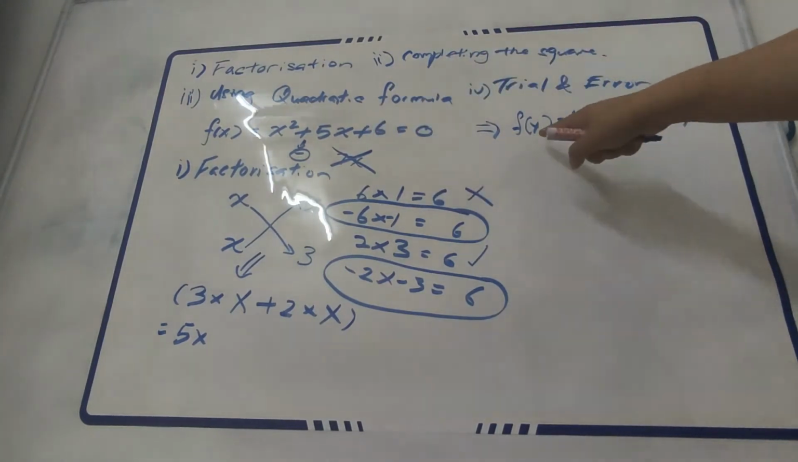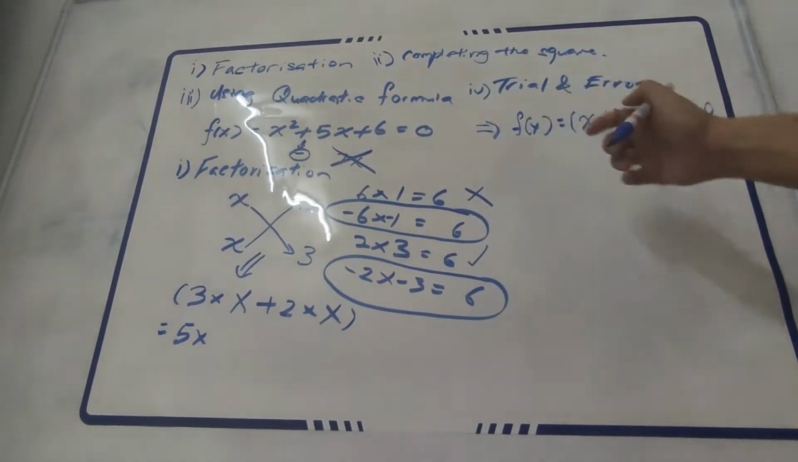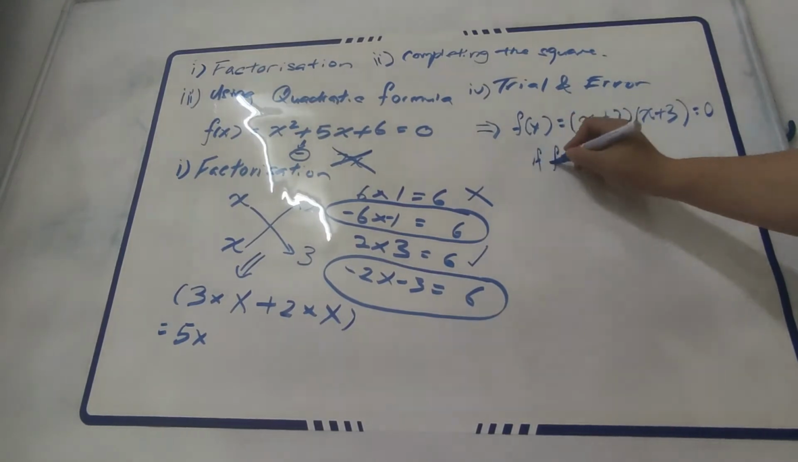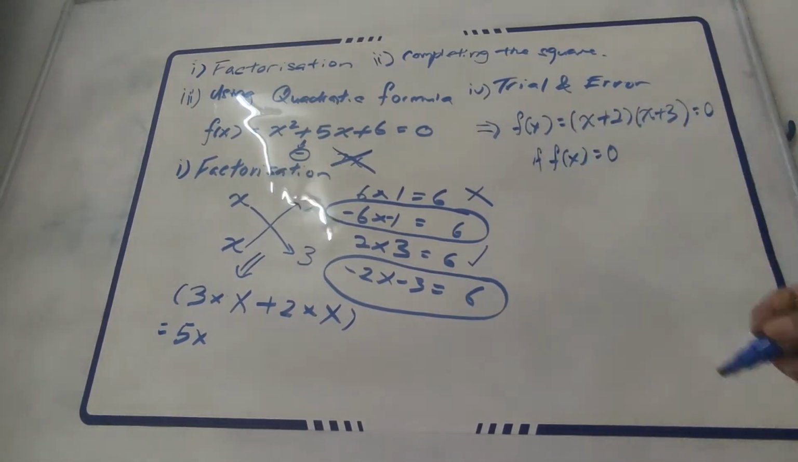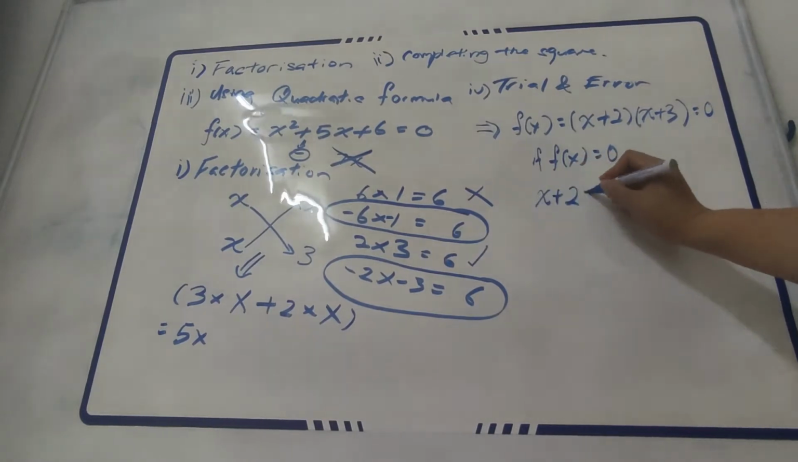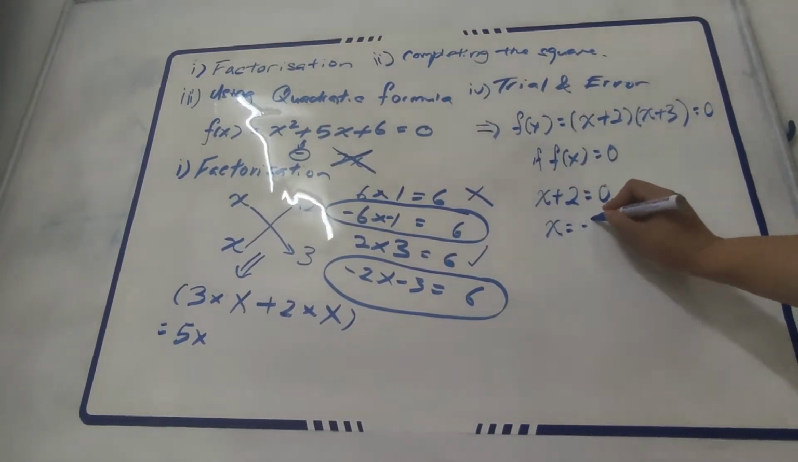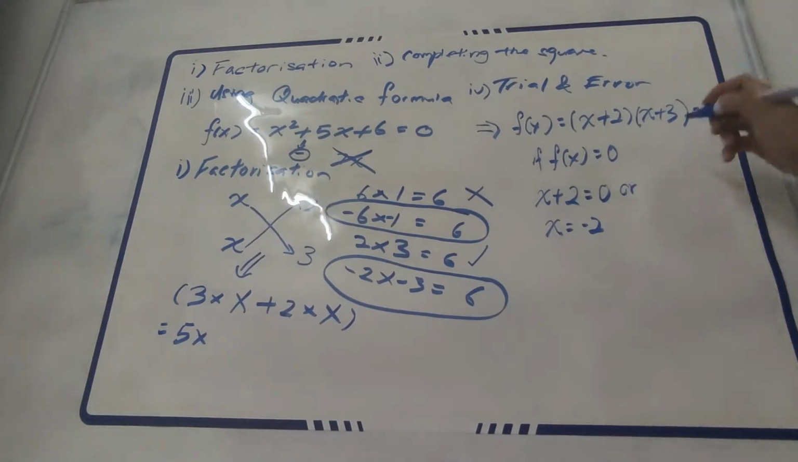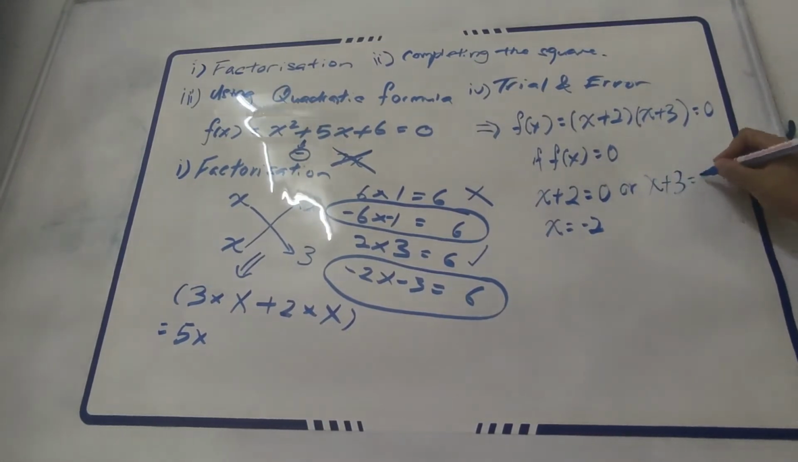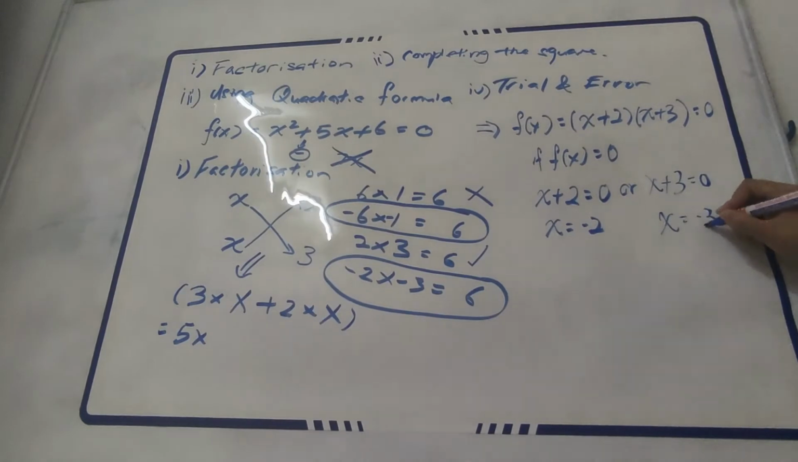So what is the answer for the roots if y or fx equals 0? If fx equals 0, you will have x plus 2 equals 0, x equals minus 2, or you will have x plus 3 equals 0, x equals minus 3. So this is how you find out the roots in the quadratic equation by using the first method, factorization.